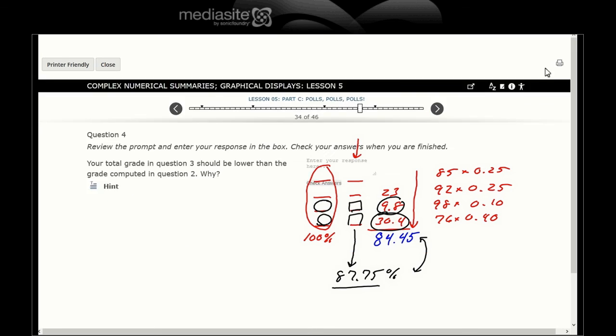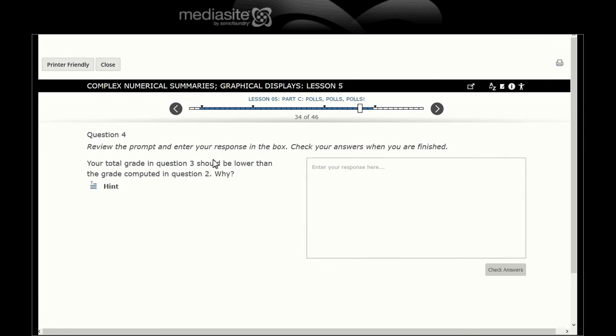Next slide. Review the prompt. Your total grade in question 3 should be lower than the grade computed in question 2. Why? Oh, we kind of just said that not too long ago. So in question 2, each score contributed to the overall average equally.